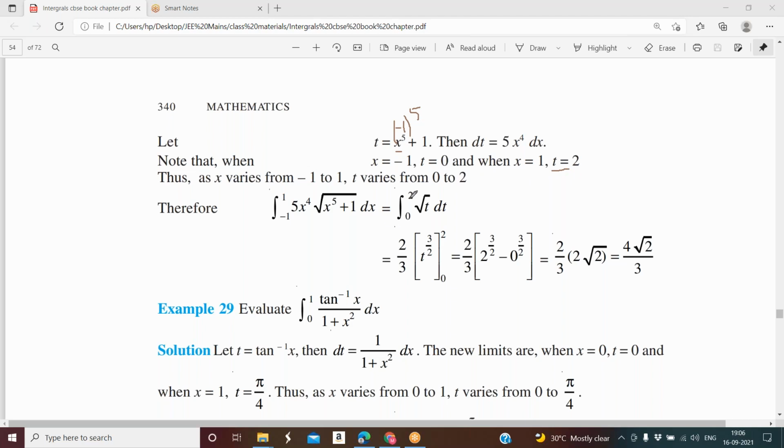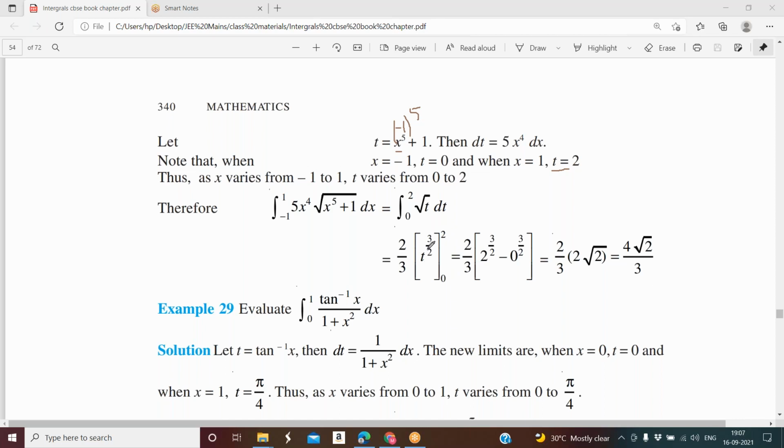Therefore, we have the integral from 0 to 2. Lower limit is 0, upper limit is 2. You'll maintain the same integrand. So the integrand is square root of t dt. On integrating, you will get t to the power 3 by 2. Now substitute the new limits. What are the new limits? 0 and 2.